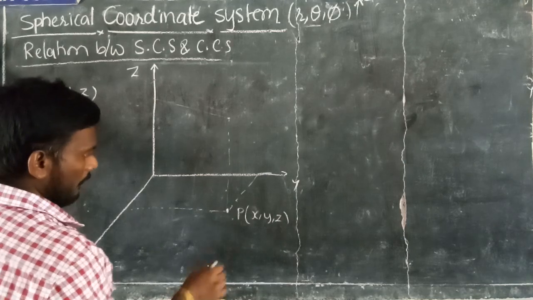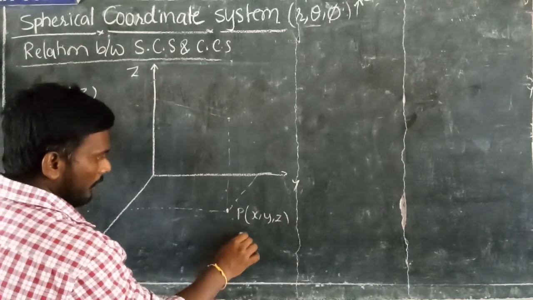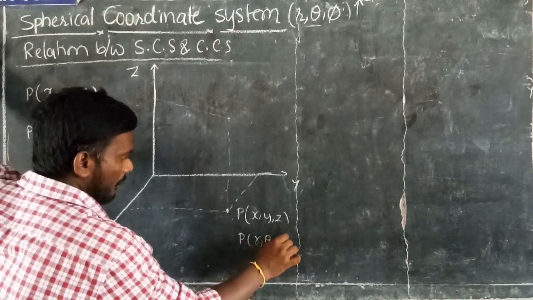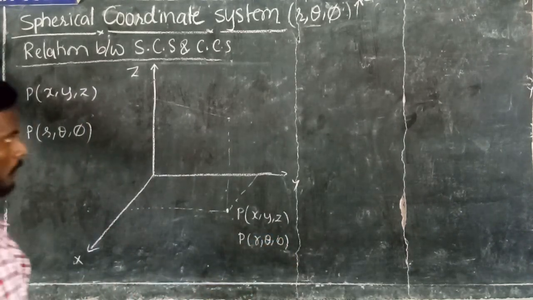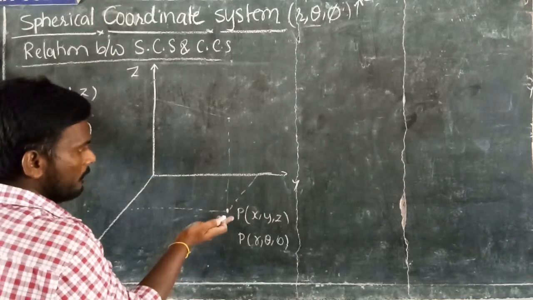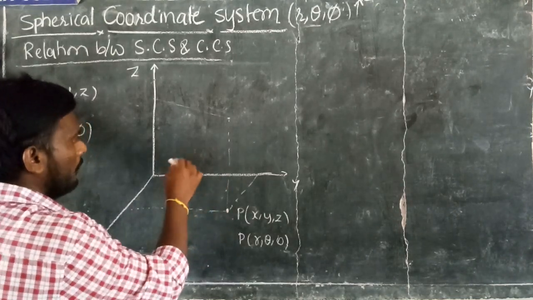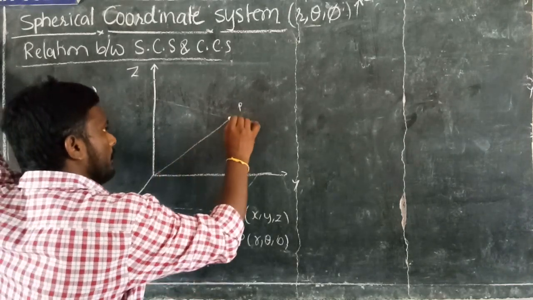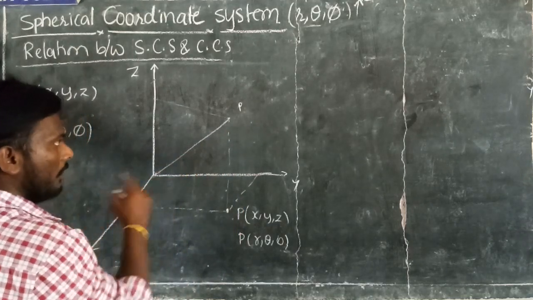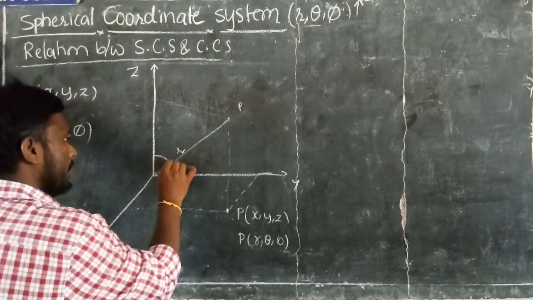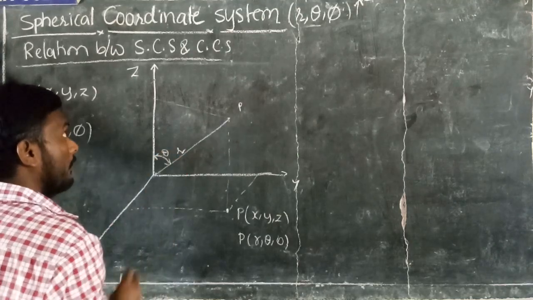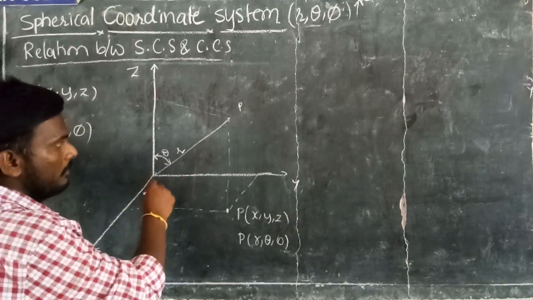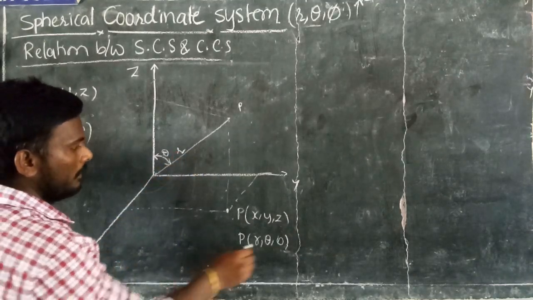Now I want to relate this Cartesian coordinate point with the spherical coordinates r, theta, phi. Imagine if you move this point from bottom to top, and your point will be here. Consider the distance between the origin and the point P is r, and it makes an angle theta with the z axis, and phi is this one: r, theta, phi.